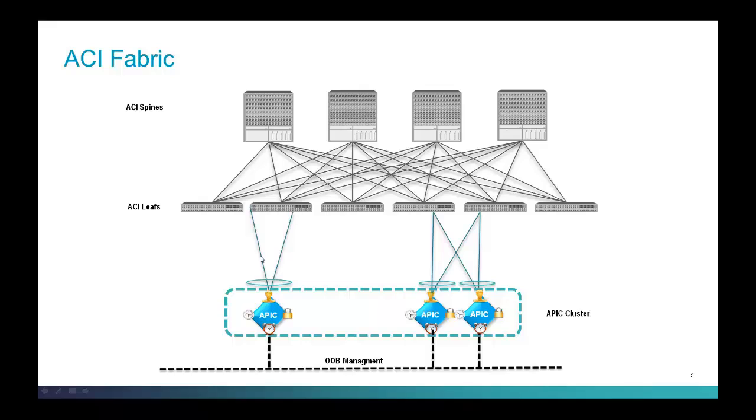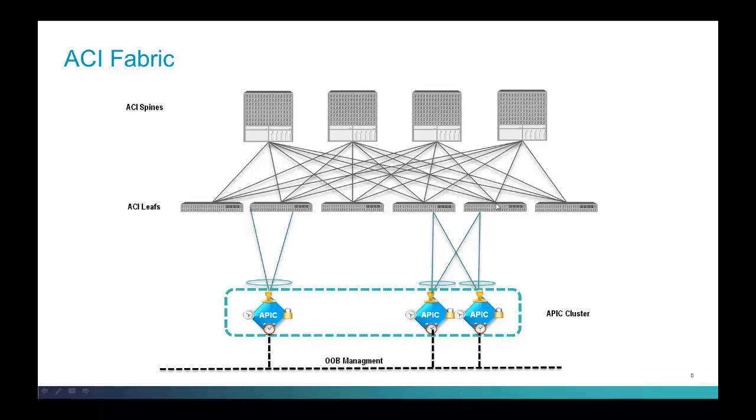So how can you connect it to the leaf? You can have it as one single link, not recommended. Here is just a simple port channel to the same leaf. Then what you can also do is have the APIC actually act as a VPC client to leaves.